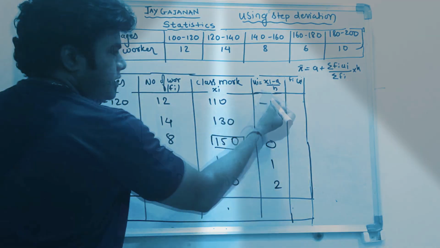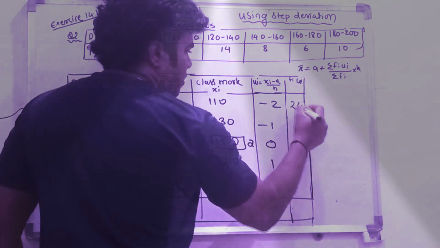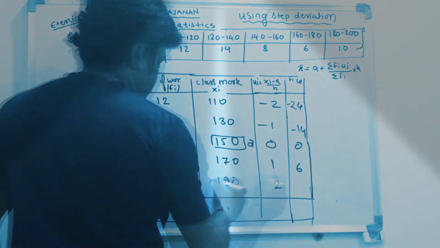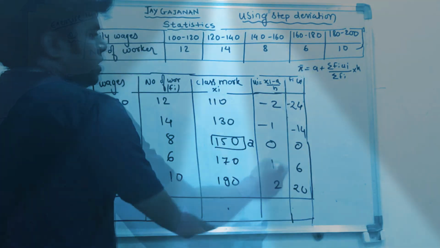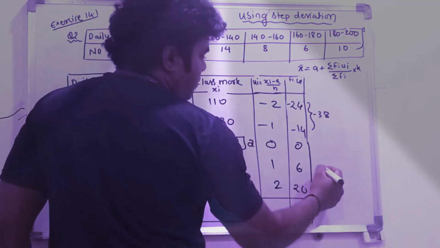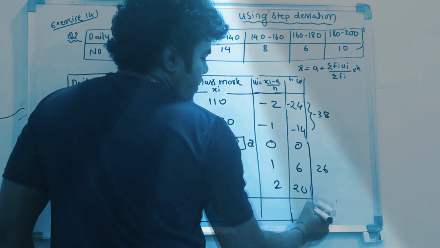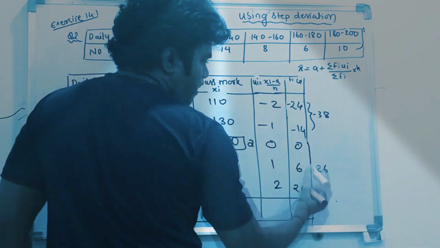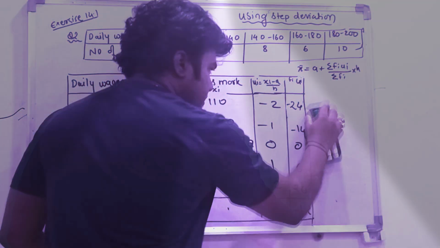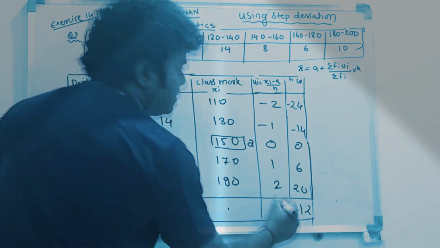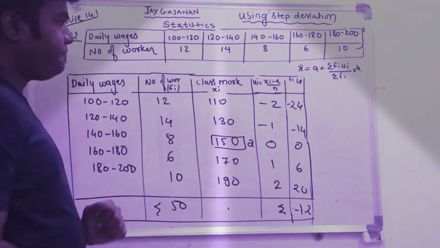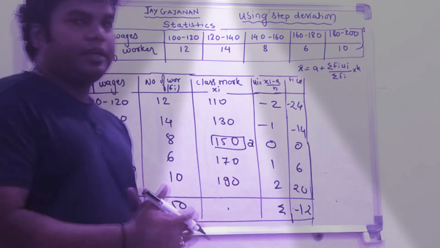Now we'll just calculate. This is your ui, this is fi. 12 2s are 24, minus 24; 14 1s are 14, minus 14; this will be 0; 6 1s are 6; 10 2s are 20. Now we have to calculate this. This will be again 8, 38, 26. 8 minus 6 is 2, 3 minus 2 is 1, and the minus sign will be there, so minus 12. So we got the summation as minus 12. This is the summation of fi ui. Now as I told you, this is 50, the summation of fi that is given in the question. Now just use the values and get the answer.